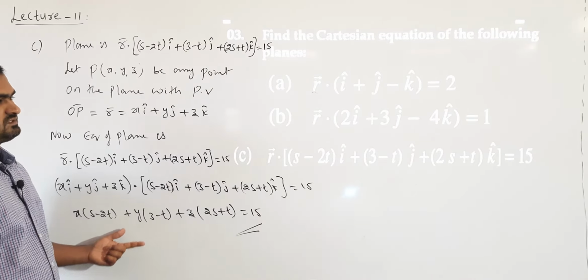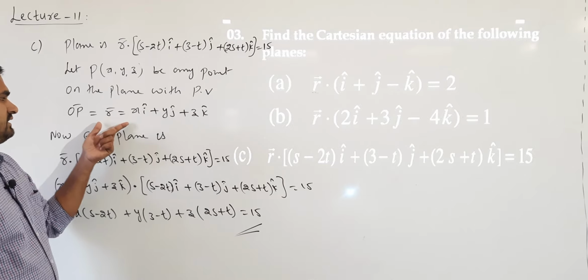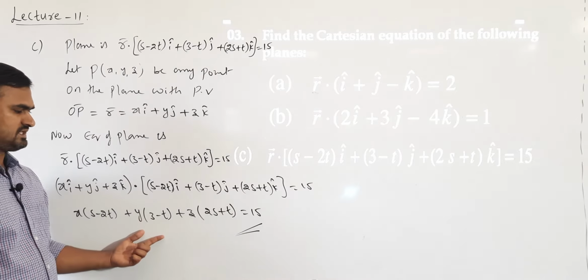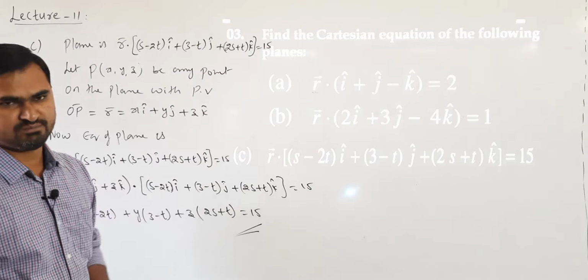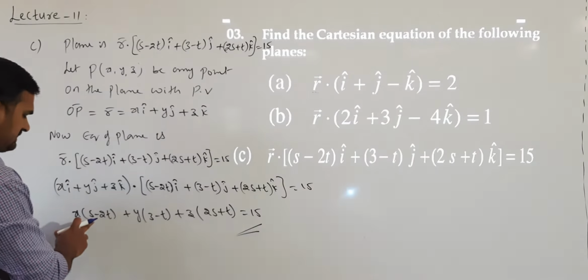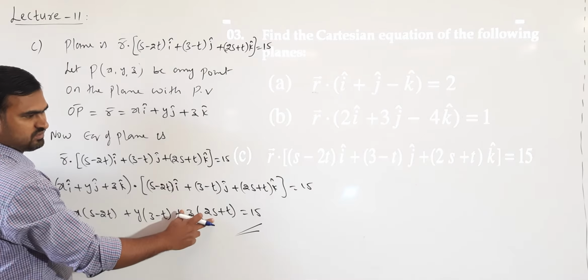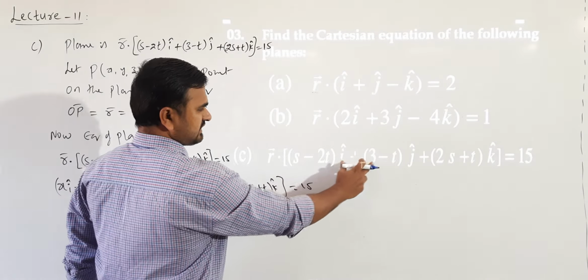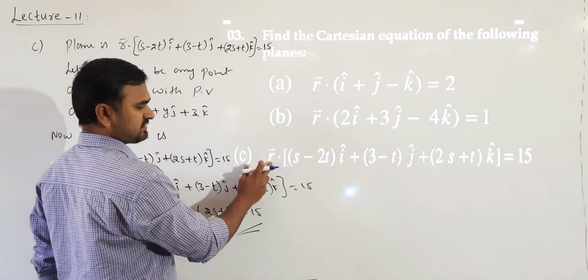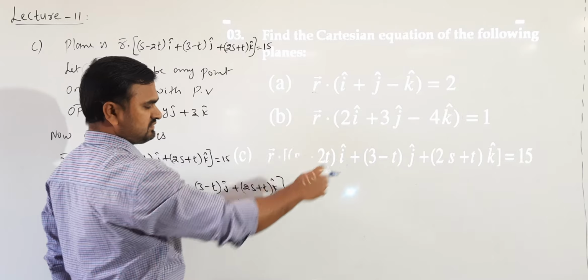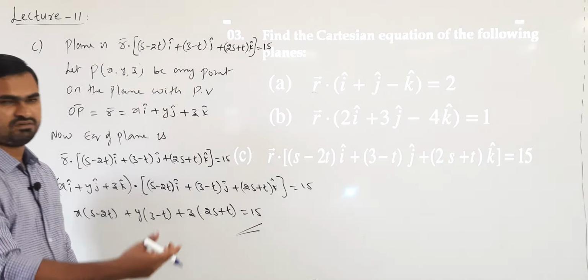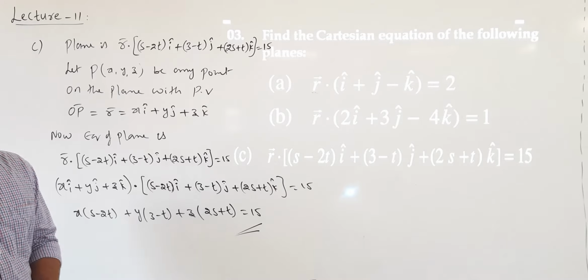Understand? So the vector form is given and we are writing it in Cartesian form. If the Cartesian form is given, we can write it in vector form. Observe, whatever the coefficients of x, y, z we have will be taken as the i, j, k components, and r bar is the position vector of the variable point. Whatever the right hand side constant we have, we will write the same.